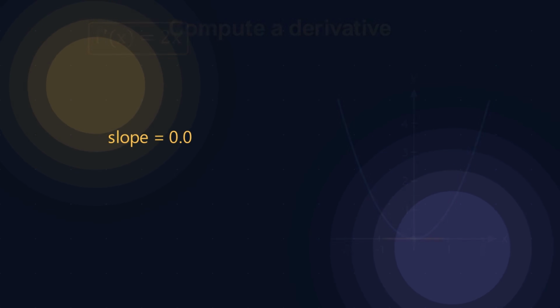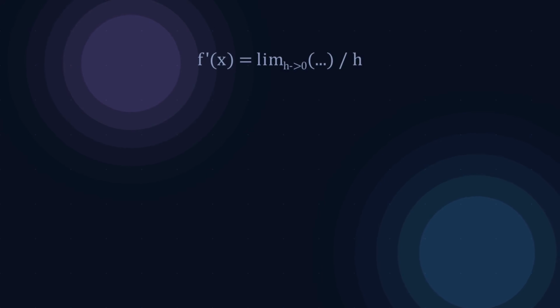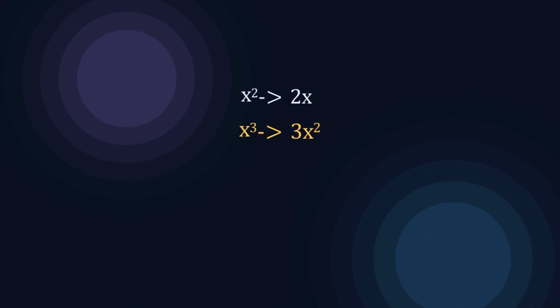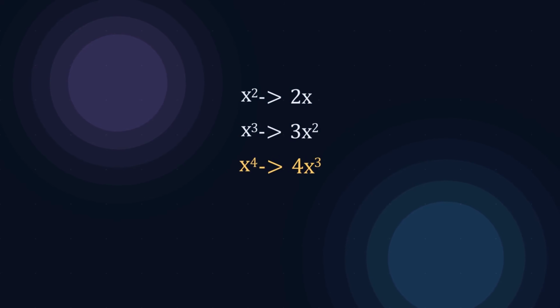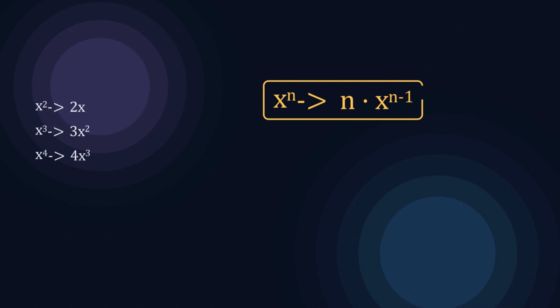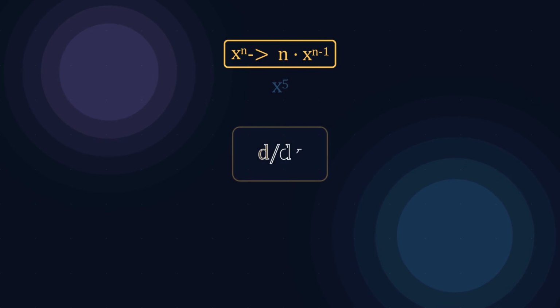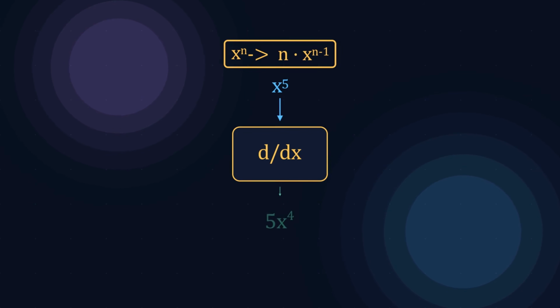Doing that limit every single time would be exhausting. But look closely, a pattern is jumping out. The derivative of x squared is 2x. Of x cubed, 3x squared. Of x to the fourth, 4x cubed. This is the power rule, and it is your workhorse. Bring the exponent down to the front, as a multiplier. Then subtract 1 from the exponent. That's all. Feed an x to the fifth, and out comes 5x to the fourth.